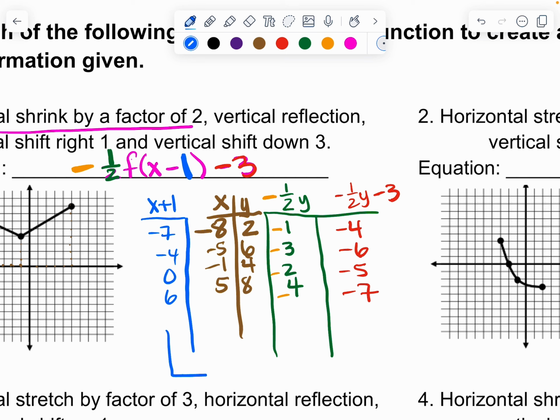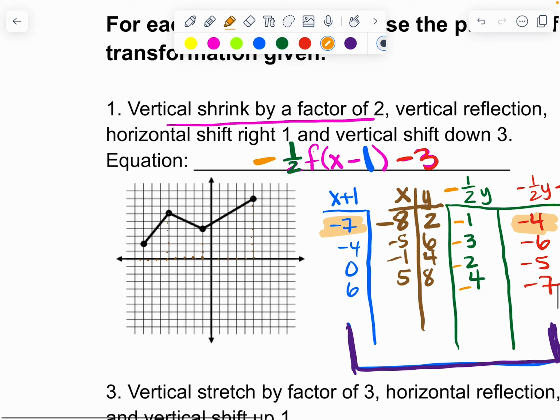We're going to be looking at these two columns. I should do that in purple or something. We should be doing these two columns. So the very first point is going to be this one with this one. So negative 7, negative 4. 1, 2, 3, 4.